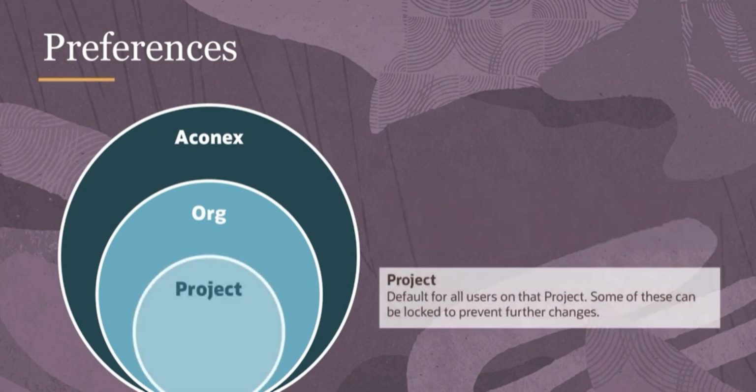Then we have project level preferences. Again, the defaults at this level filter down from the levels above, but you can change and override certain ones. And as with the org preferences, you can lock certain ones to prevent changes at the user level below.